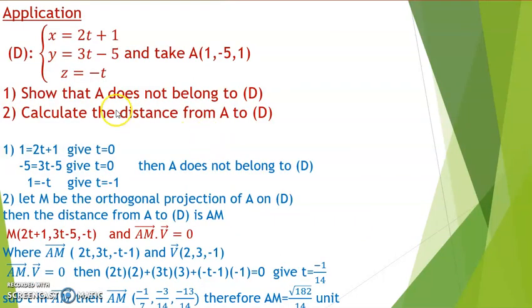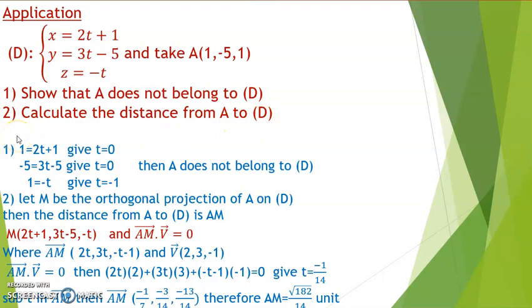Let's go to an application. Let D be a straight line of parametric equation x equals 2t plus 1, y equals 3t minus 5, and z equals minus t. And take a point A of coordinates 1, minus 5, 1. The first question is to show that A does not belong to D. The second question is to calculate the distance from A to D.